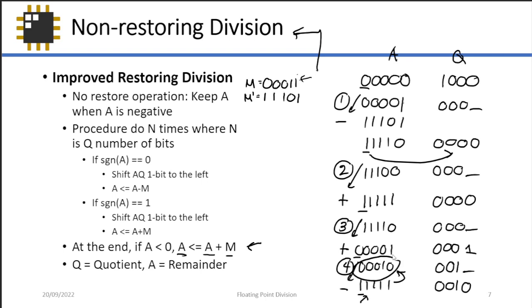So now here is R and here is Q. And those are basically the same answers as we had before. This is 2 remainder 2 as well. So that's the answer for the non-restoring division.